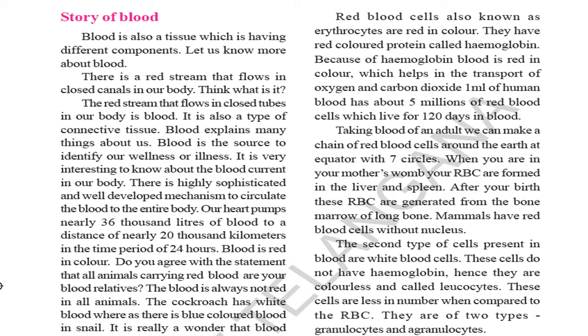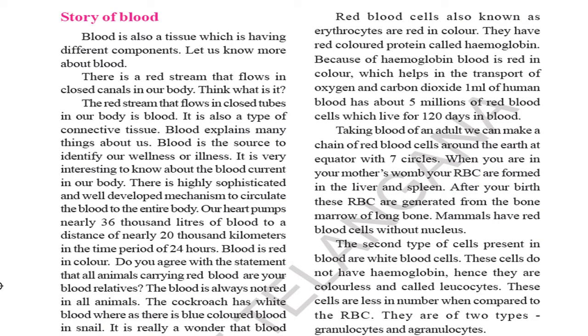They have a red colored protein called hemoglobin. Because of hemoglobin, blood is red in color, which helps in transport of oxygen and carbon dioxide. Oxygen comes in and carbon dioxide goes out of our body. 1 ml of human blood has 5 million red blood cells which live for 120 days in blood. Taking the blood of an adult, we can make a chain of red blood cells around the world at the equator with 7 circles. See how much blood every individual has, isn't it?